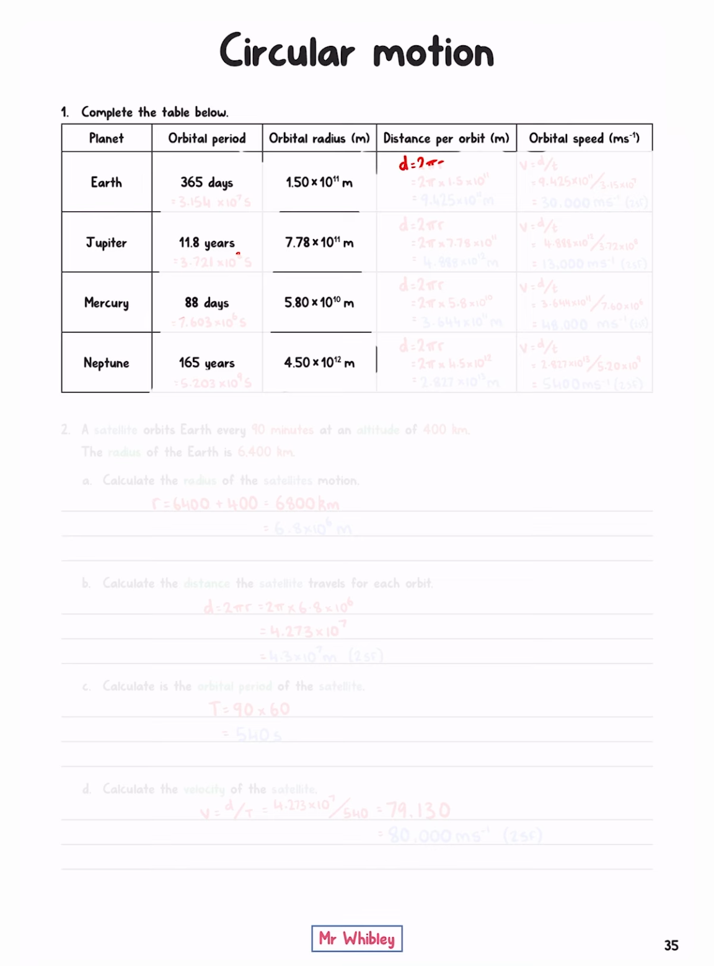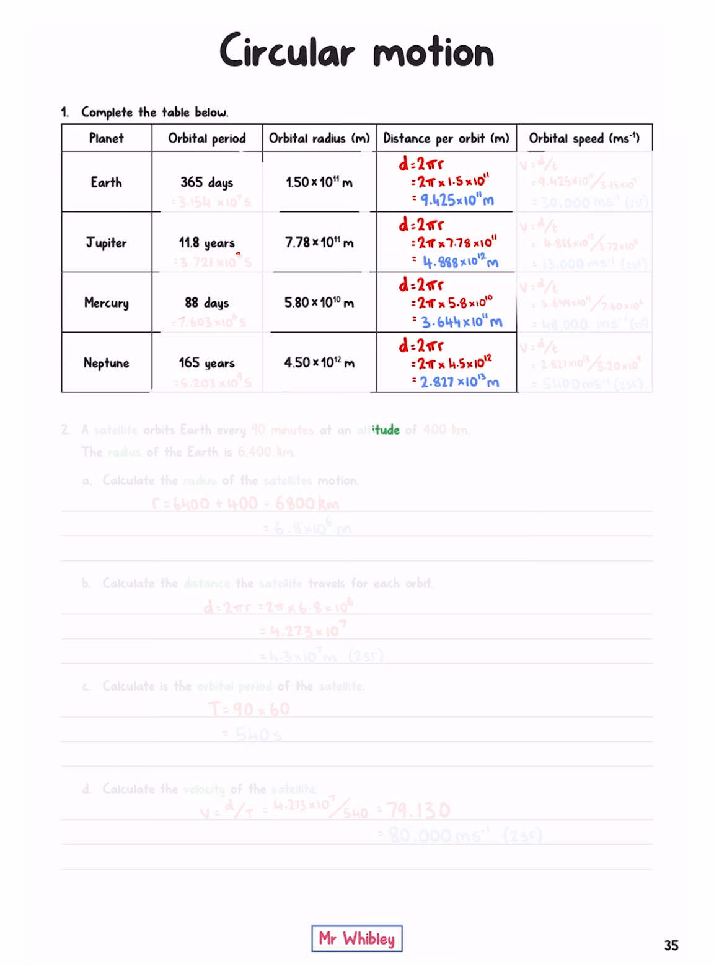The distance per orbit is just the circumference of the circle that they trace, which is 2 pi times the radius. The orbital speed is distance over time, where we can use the distance per orbit divided by the orbital period. We know the distances per orbit, and although we know our orbital periods, we need these values in seconds.